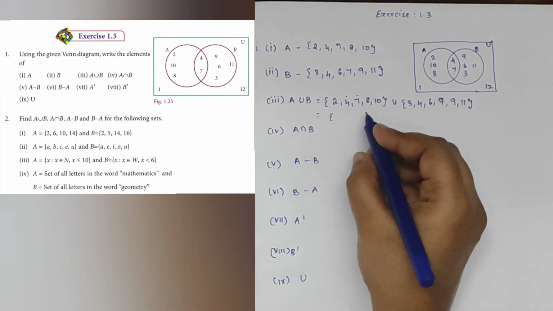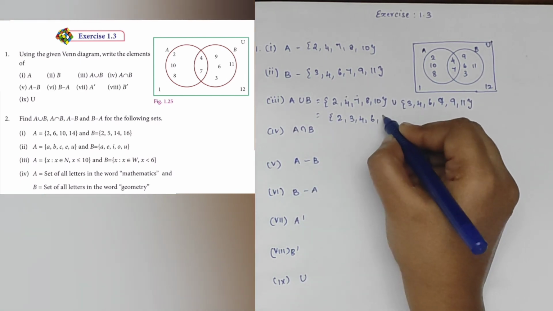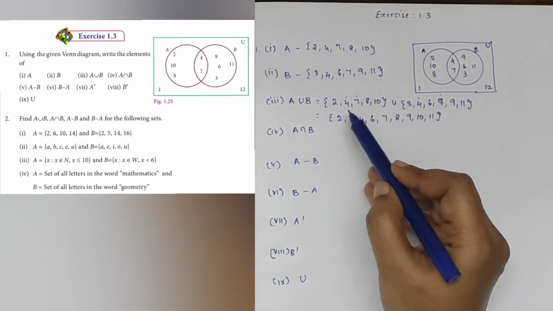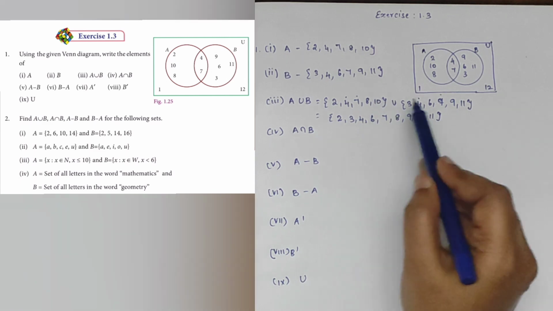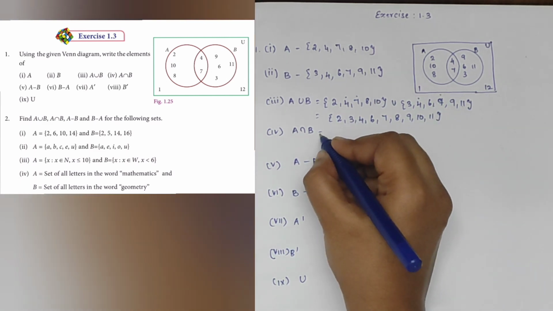That is 2, 3, 4, 6, 7, 8, 9, 10, 11. Okay. Or else you can write like this also: 2, 4, 7, 8, 10, 3, 6, 9, 11. Both are correct. Okay. So now let's do it for A intersection B.